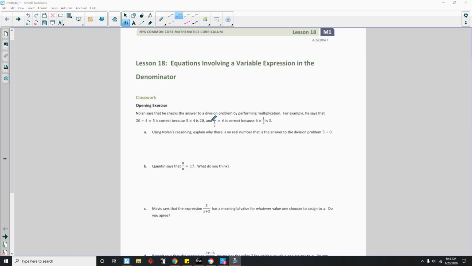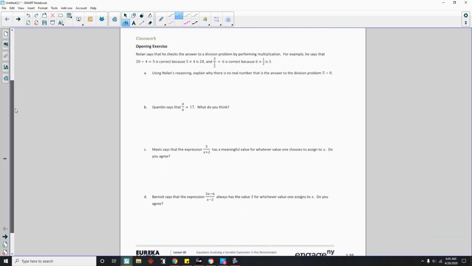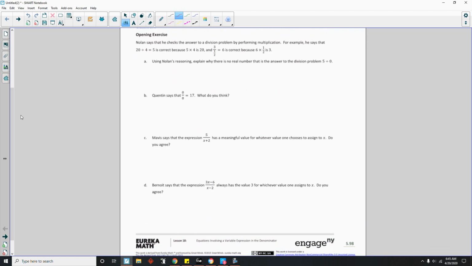Okay, this is lesson 18, equations involving a variable expression in the denominator. We have a classwork opening exercise. It says, Nolan says that he checks the answer to a division problem by performing multiplication. So he's checking the answer to a division problem by performing multiplication. For example, he says that 20 divided by 4 equals 5 is correct because 5 times 4 equals 20, and 3 divided by a half equals 6 is correct because 6 times 1/2 equals 3.